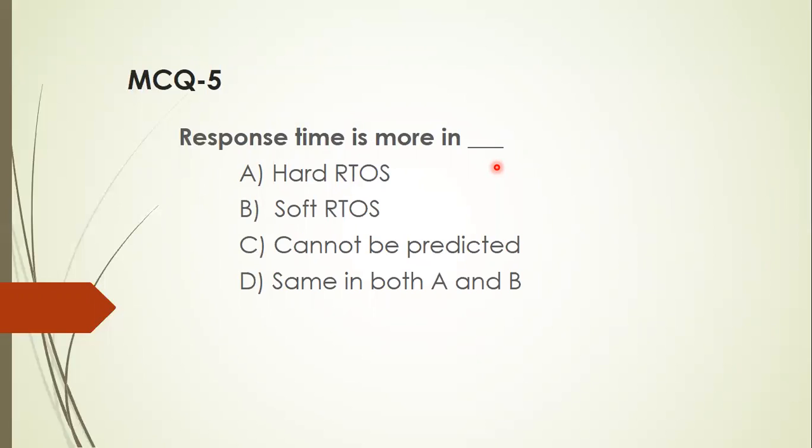Response time is more. Generally, in any real-time operating system, if the response time is very less, then we say it's a good real-time operating system. But response time is generally less in case of hard RTOS when compared to soft RTOS. So the correct answer is A. Or response time is more in dash. The correct answer is soft.